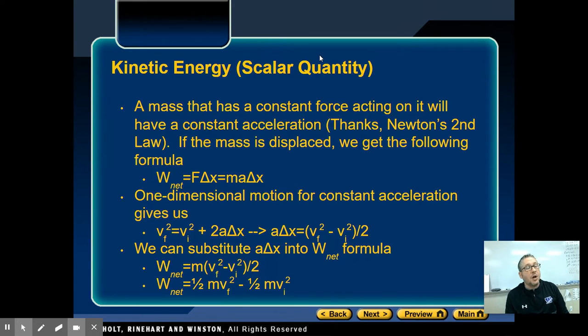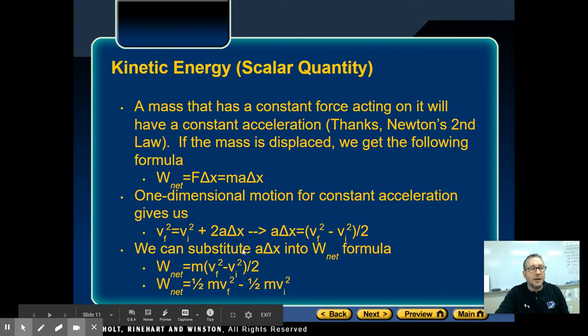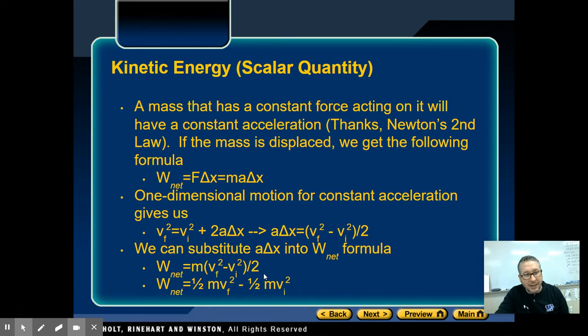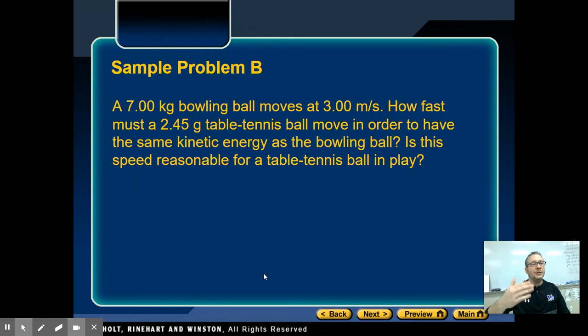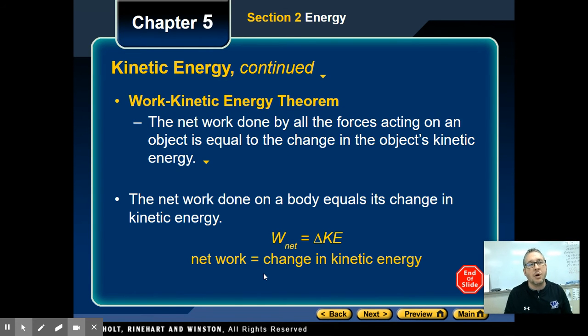All right. So, in the first part of section two, we got into kinetic energy, and we also saw how net work can be related to kinetic energy and how we can substitute in certain variables and show the relationship there. What we get into then is what's called the work kinetic energy theorem, which is what we're going to be taking a look at today.